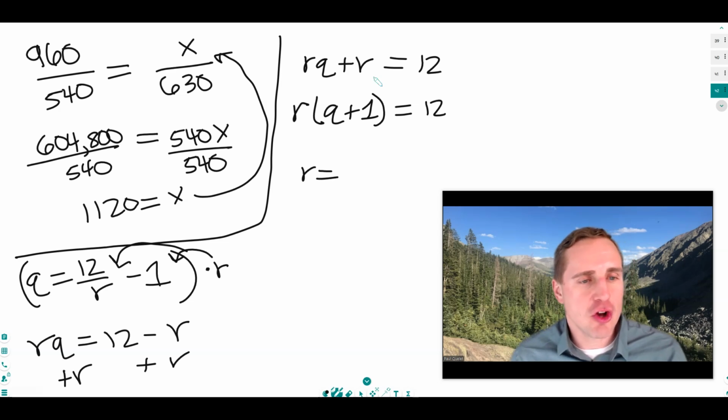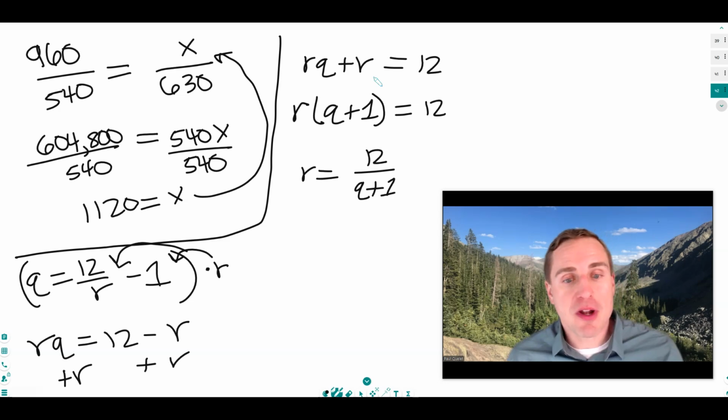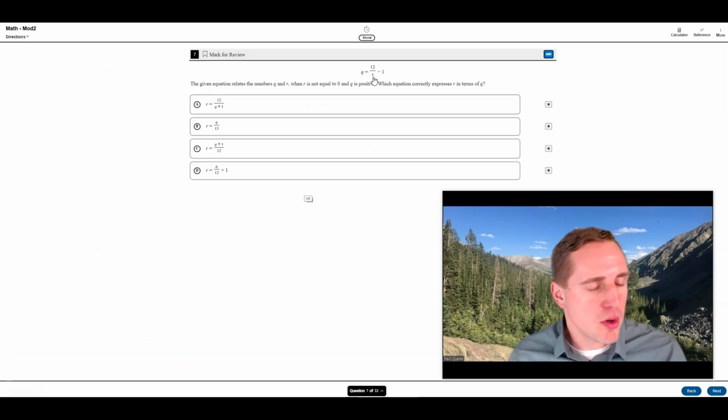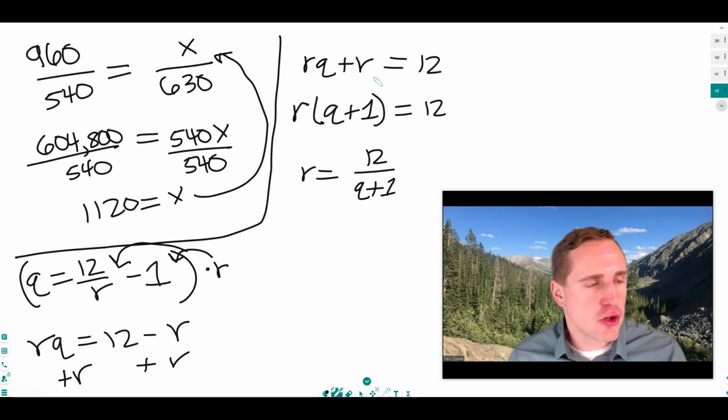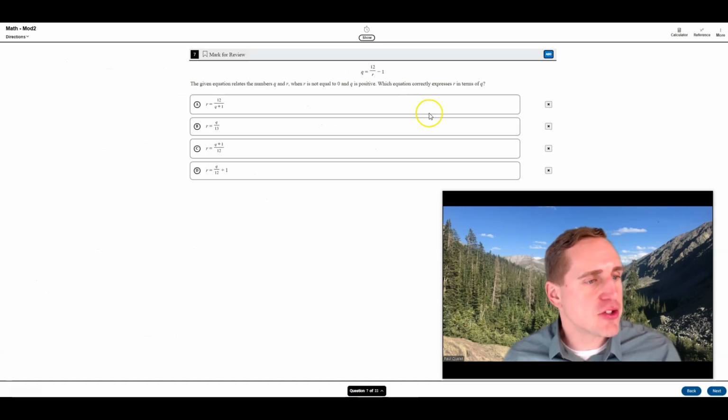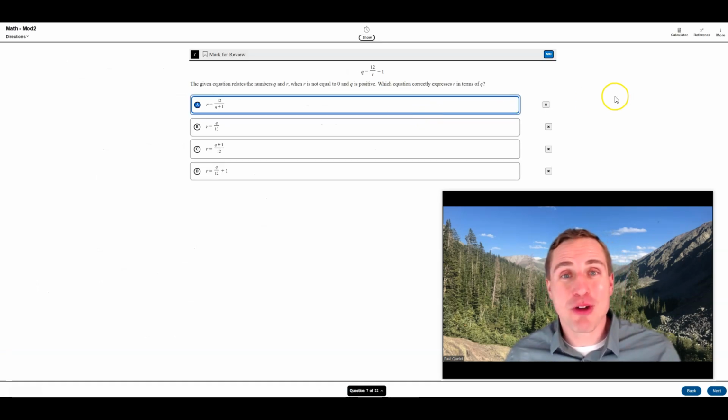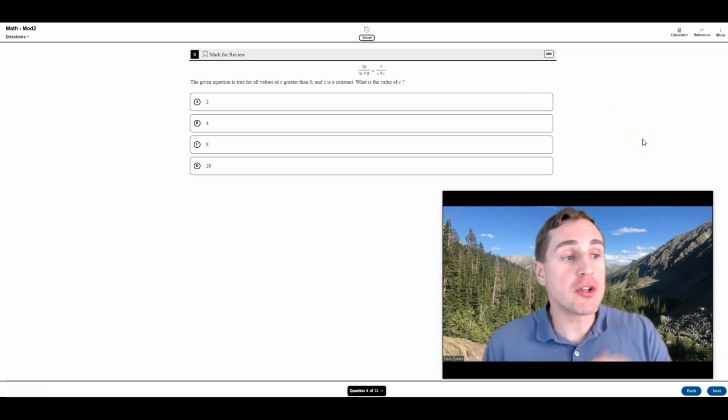So by division, r should be 12 over q plus 1. Now q plus 1 is the same thing as 1 plus q. So we're looking for 12 over q plus 1, and that is choice A. Okay, so we have the correct answer. We can move on. So now on to question 8.